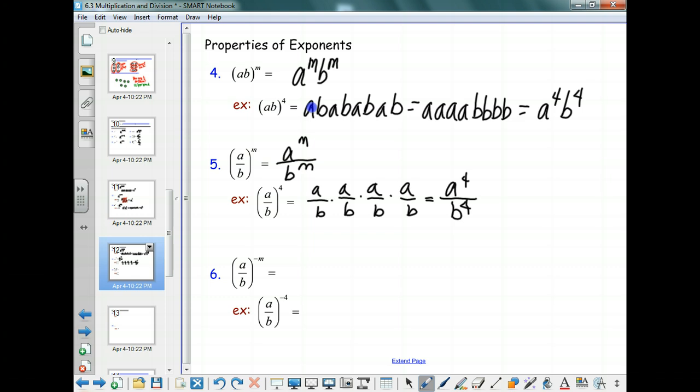Okay, number 6 requires maybe the most work, if you will. I want to rewrite this a over b as a over b to the fourth and then to the negative 1. So we already learned the a over b to the fourth on the last problem. On problem number 5, we just write that as a to the fourth over b to the fourth.